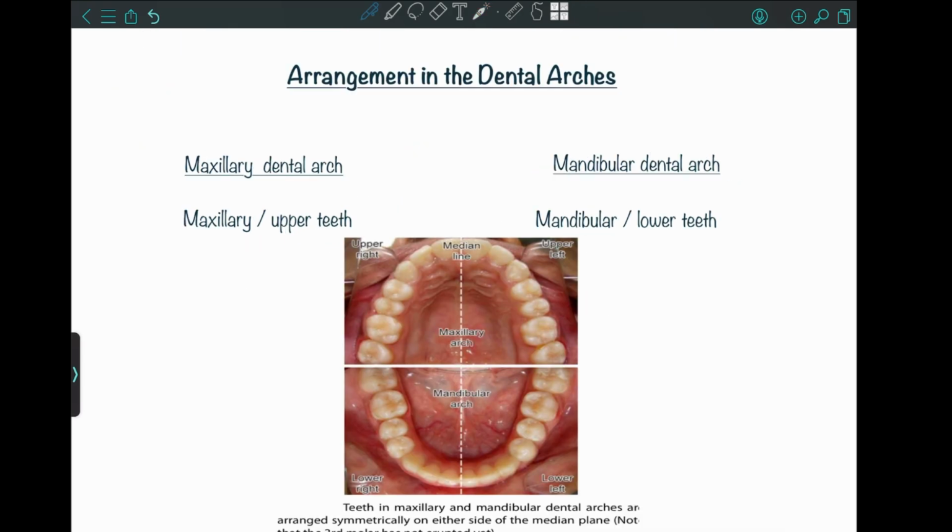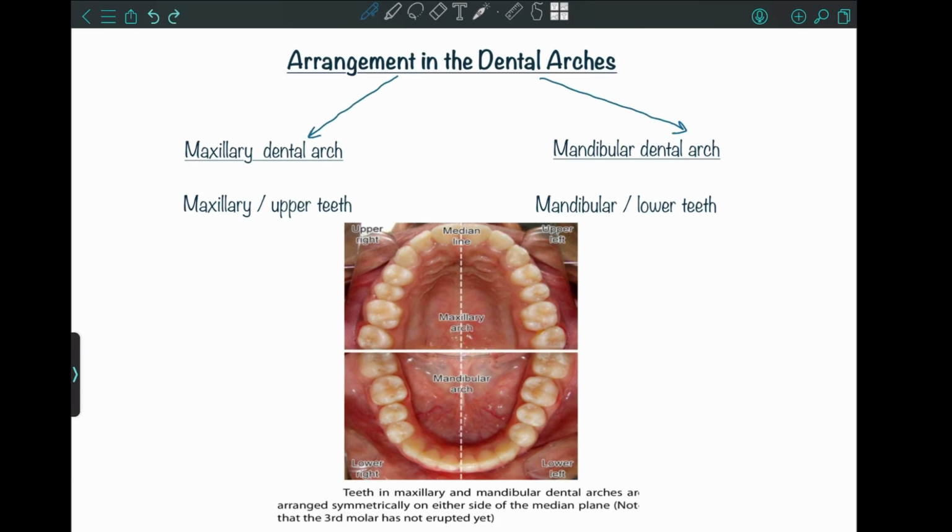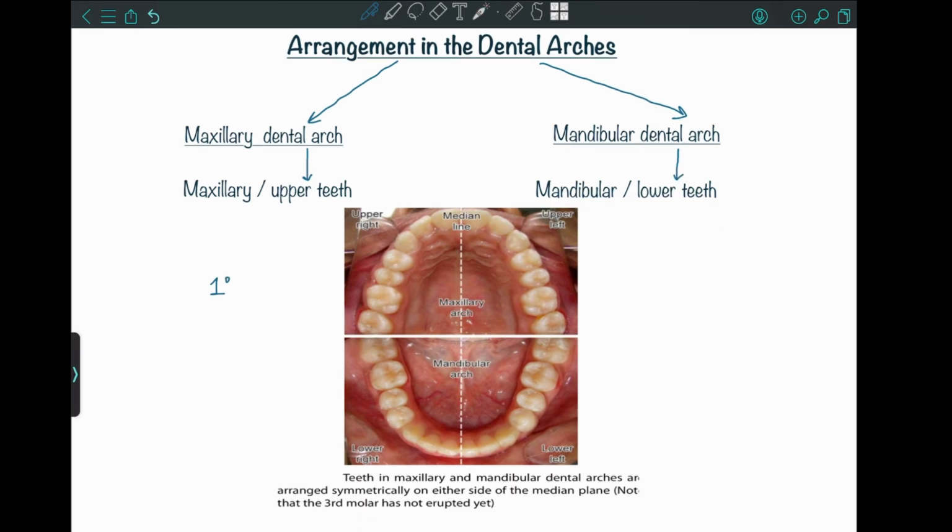The teeth making up each dentition are arranged in two arches, one in each jaw, the maxillary and the mandibular dental arch. The teeth in the upper jaw, the maxilla, are called maxillary or upper teeth. The teeth in the lower jaw, the mandible, are called mandibular or lower teeth. There are an equal number of teeth in maxillary and mandibular dental arches, 10 in primary and 16 in permanent dentition.